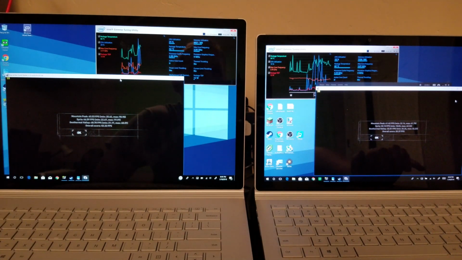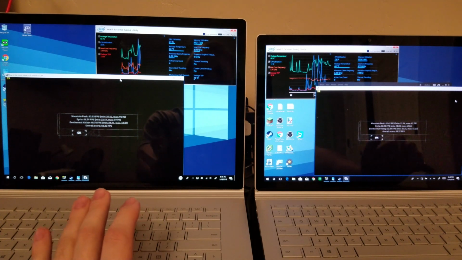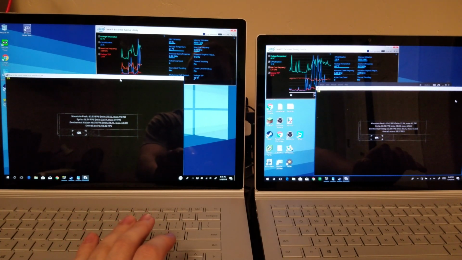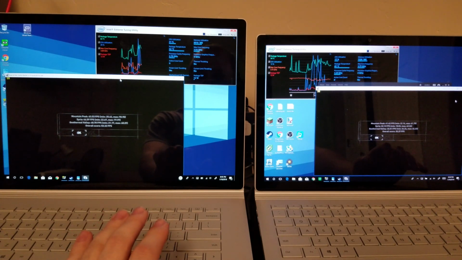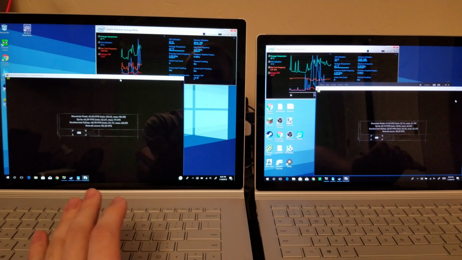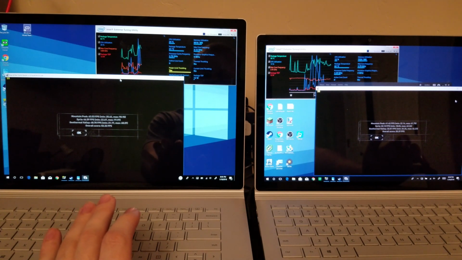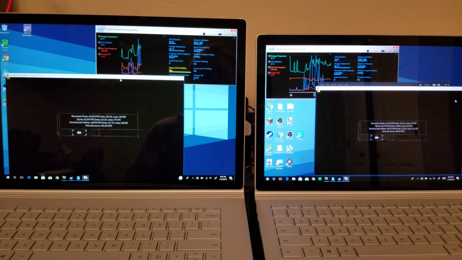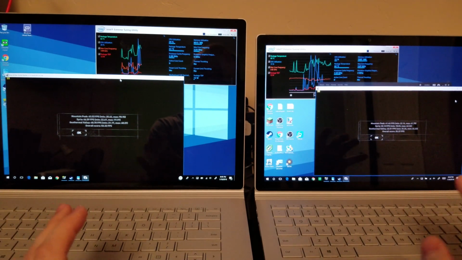So not a real surprising result, but at least you know, you could expect between a 60% and 100% improvement if you go for the 15 inch versus the 13 inch with the GTX.